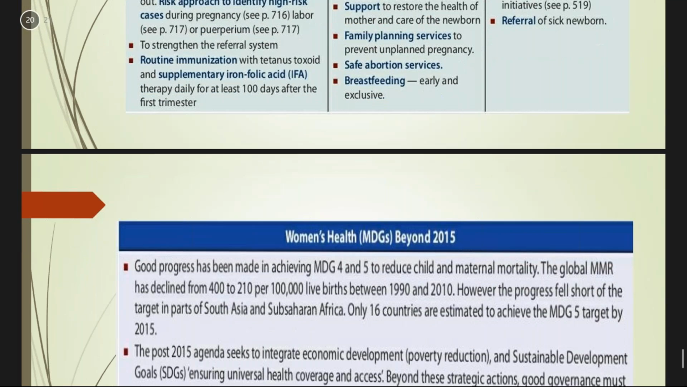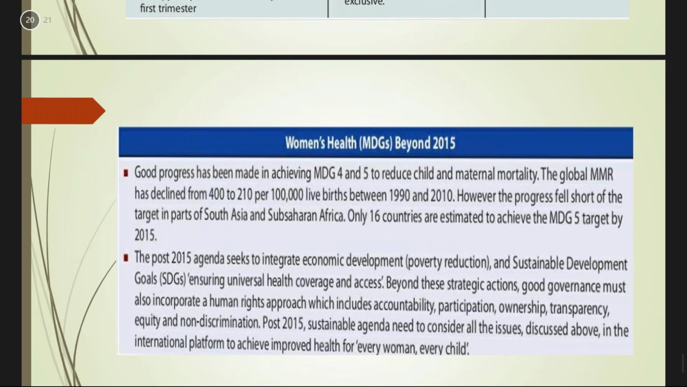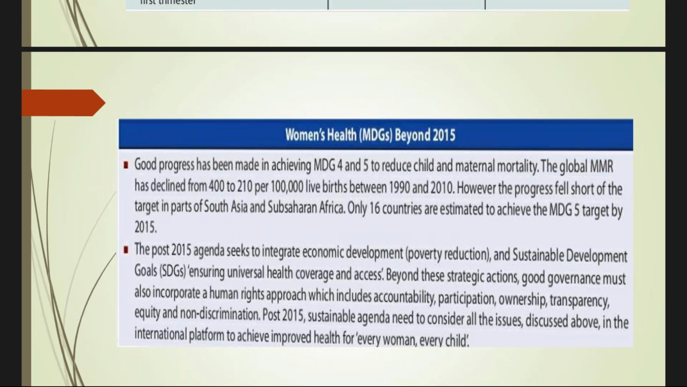Women's health and the Millennium Development Goals beyond 2015: good progress has been made in achieving MDG 4 and 5 to reduce both child and maternal mortality. Globally, maternal mortality has decreased from 400 to 210 per 1 lakh live births over a period of 20 years, 1990 to 2010. However, the progress was not as expected, falling short in South Asia and Sub-Saharan Africa. Only 16 countries achieved those goals, and the remaining are a bit beyond.